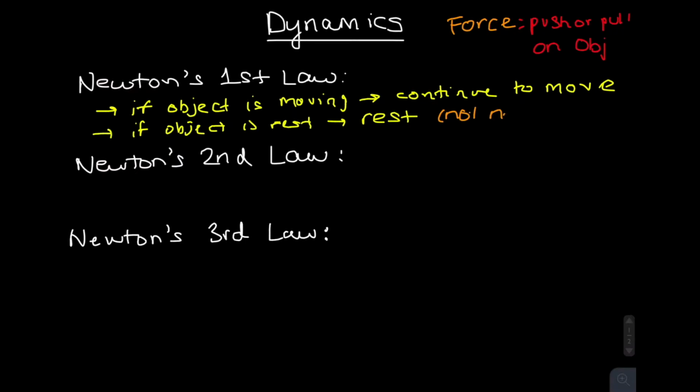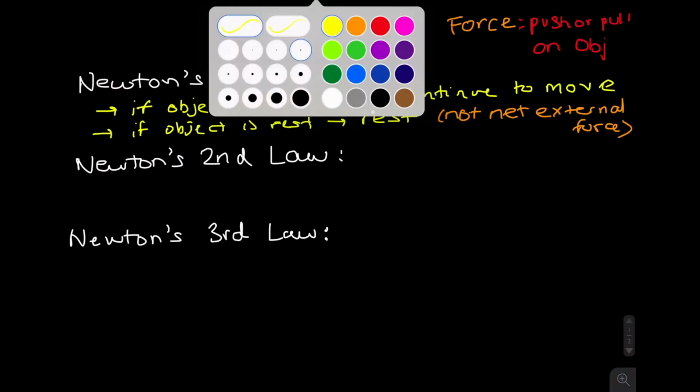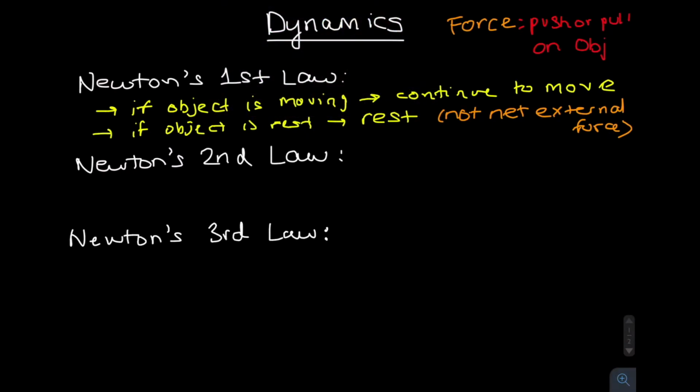Now, what does that mean? What does no net external force even mean? In simple terms, if I don't put a force on the object, then it's going to keep moving. Net external force means the total force on an object. So for example, let's come back to our block example. If this is my block and I'm pushing it, the net force is this force that I'm applying right here, and that's going to be important for the second law.